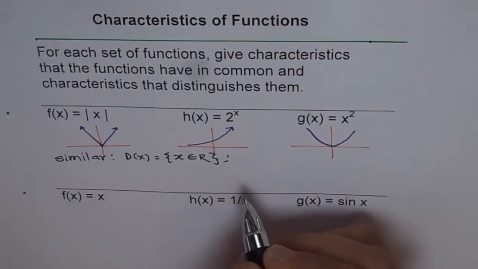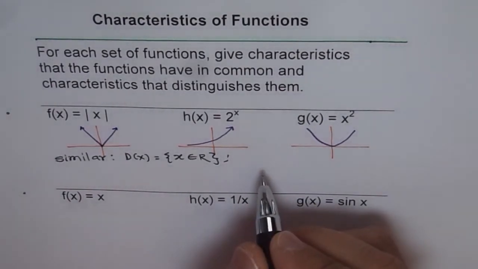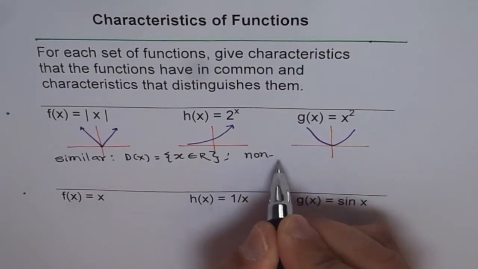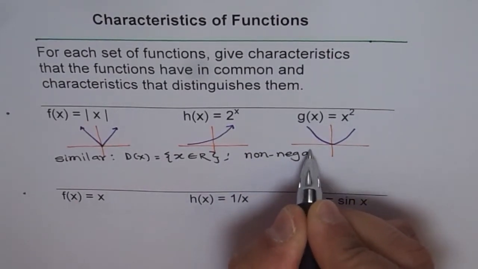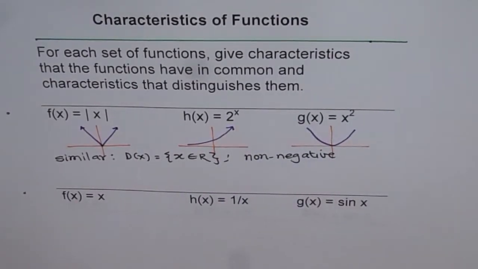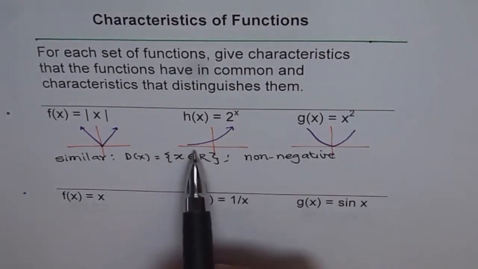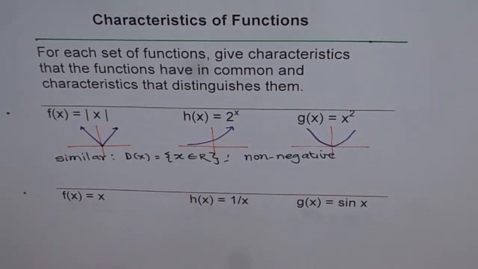So you'll also observe that they are non-negative, right? So we can write non-negative. So why am I writing non-negative? Since this function is not 0, right? So I could have written all of them positive, right? Or I could write something like that regarding range. But range is different in these functions, correct? So these could be 2 where we can say, well, they are similar.